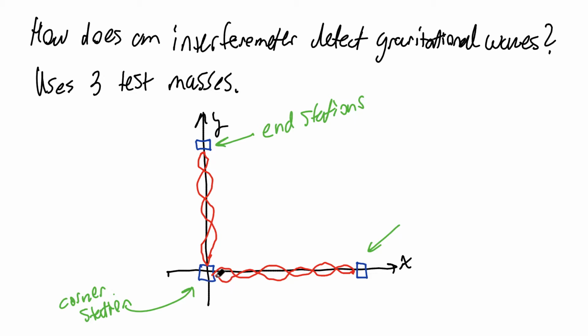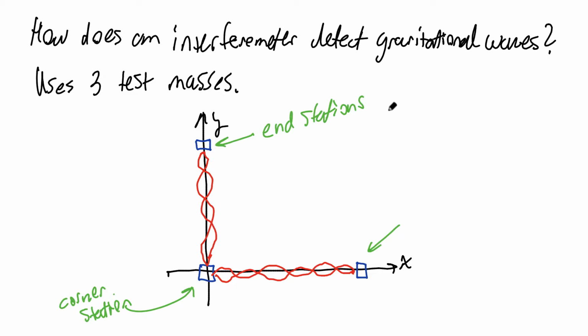So as we know, a gravitational wave traveling in, say, the z direction will cause space to expand and contract in the x and y directions. First, this length along the x-arm will be expanded while this length along the y-arm contracts. Then half a period later, it's the other way around. This arm contracts and this arm expands. And those changes in the arm lengths then are detected in the interference pattern in the light waves when they're recombined at the corner station.